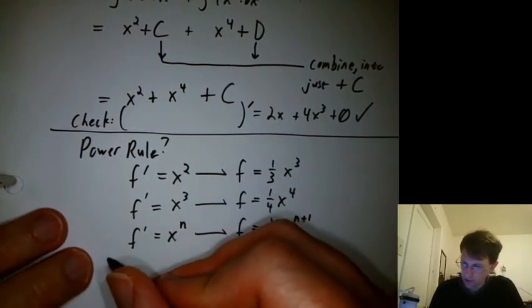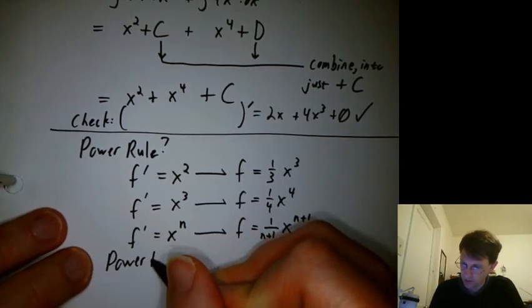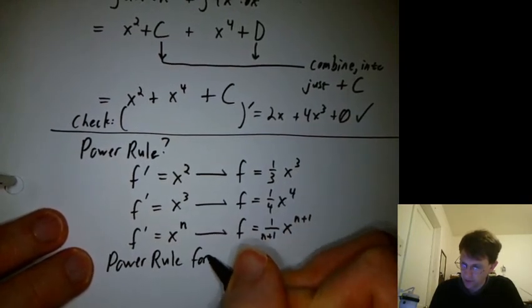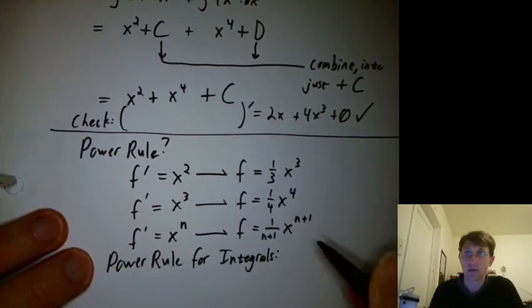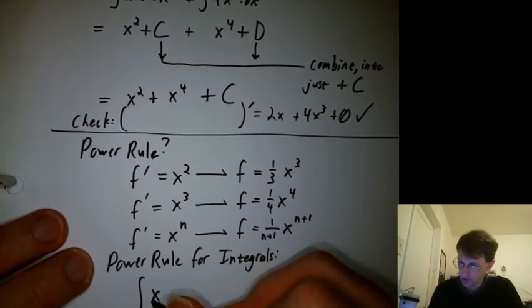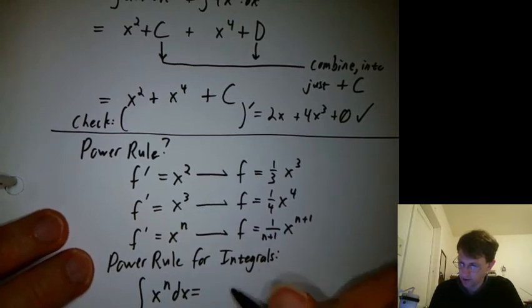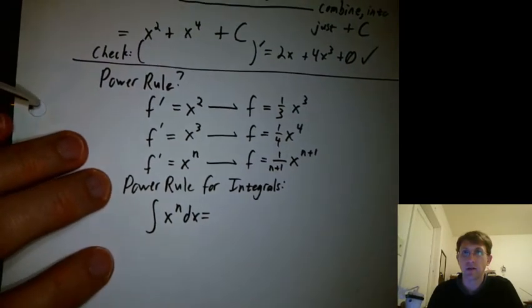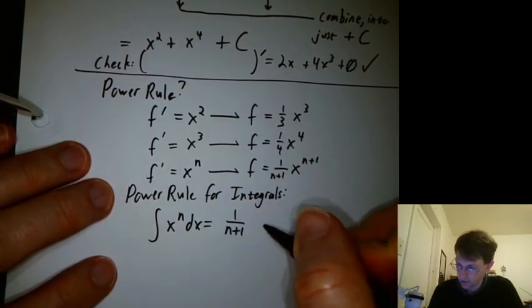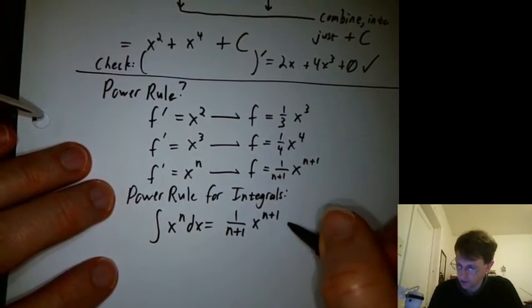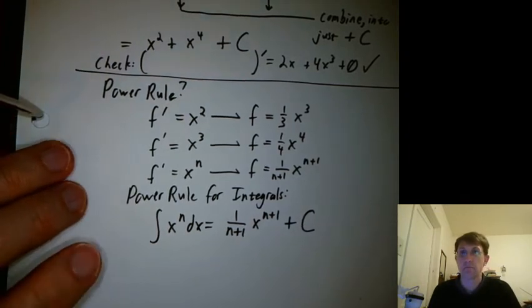Okay, so the power rule for integrals is the integral of x to the n dx. Go ahead and write out what it should be. 1 over n plus 1, x to the n plus 1 plus c.